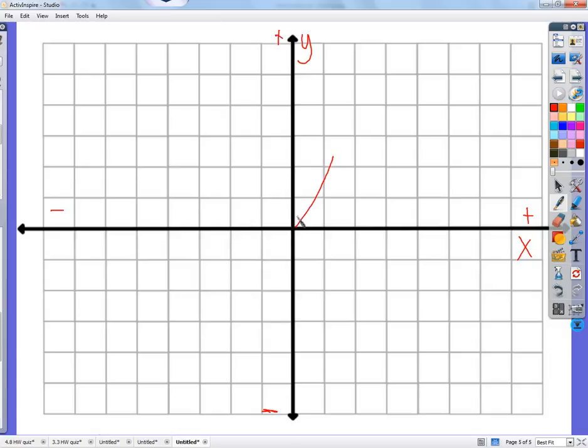Right. Is anybody familiar with, what are the coordinates of this point right here? 0, 0. Don't go anywhere in the x, don't go anywhere in the y. This has a special name. Have you ever heard the name of this point? 0, 0? The origin. The origin is the name of this point.